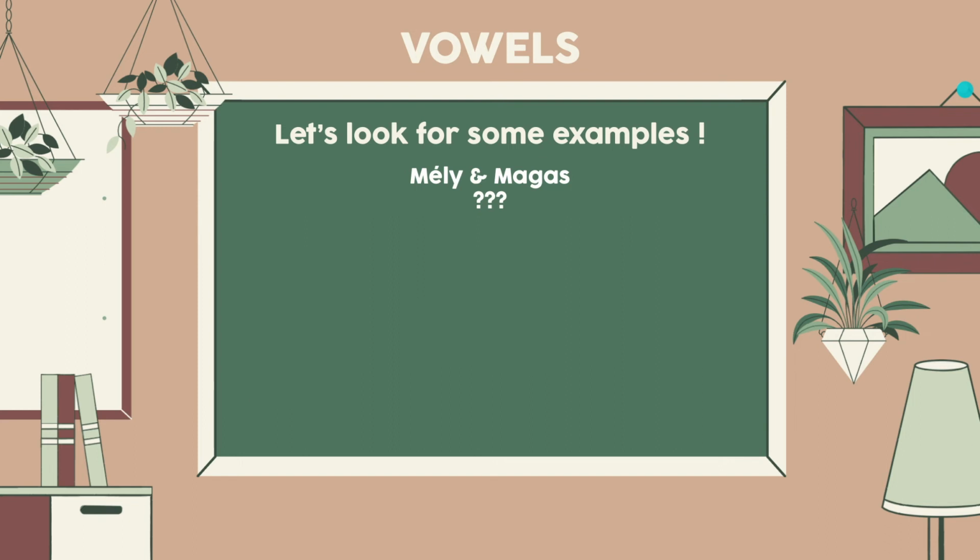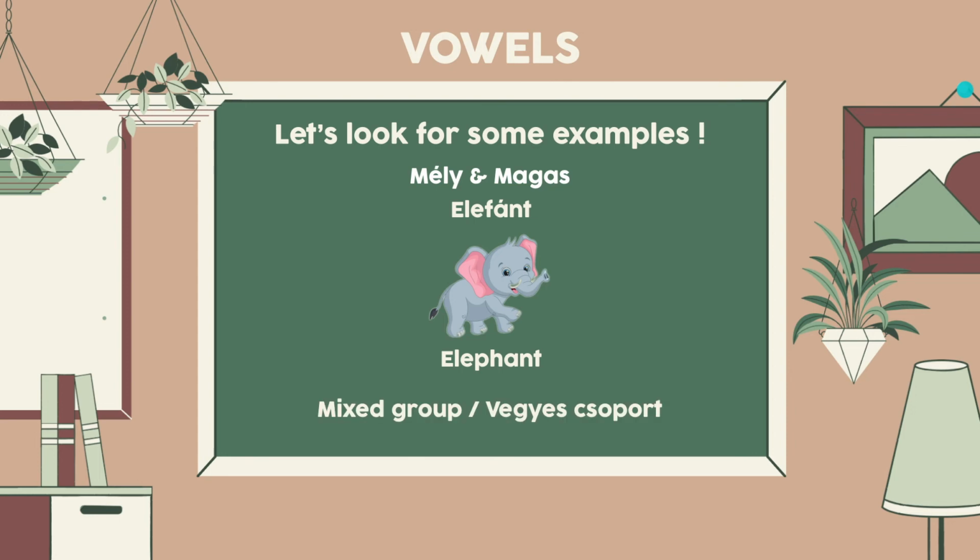Alright, but now, if we had mély csoport or deep group and magas csoport or high group, then we're gonna have a third group which is gonna be a mixed group. And we're gonna collect all the words into this group. They have the vowels from the deep and from the high group. Let's check it out. The first example is gonna be elephant. But why is elephant in the vegyes csoport or mixed group?